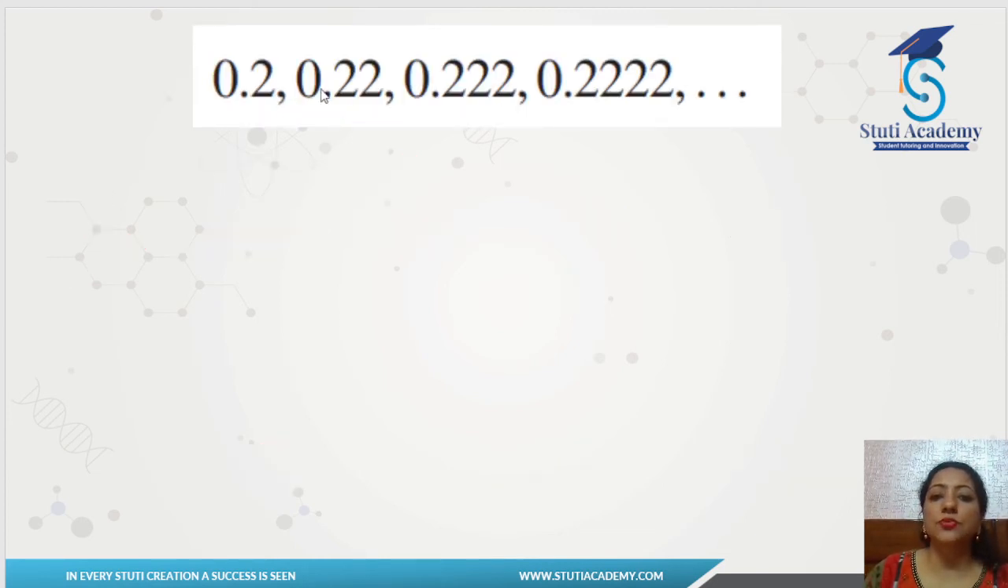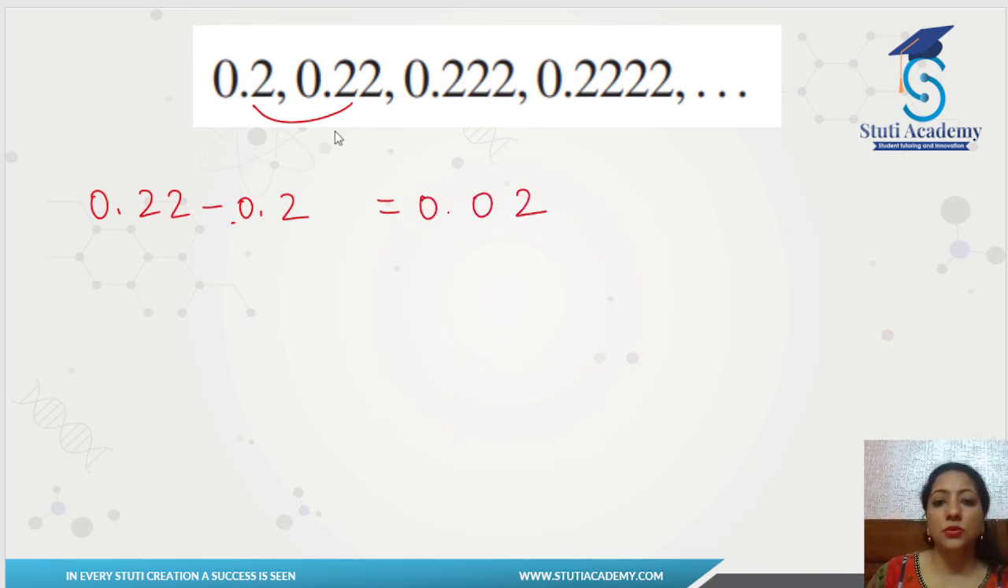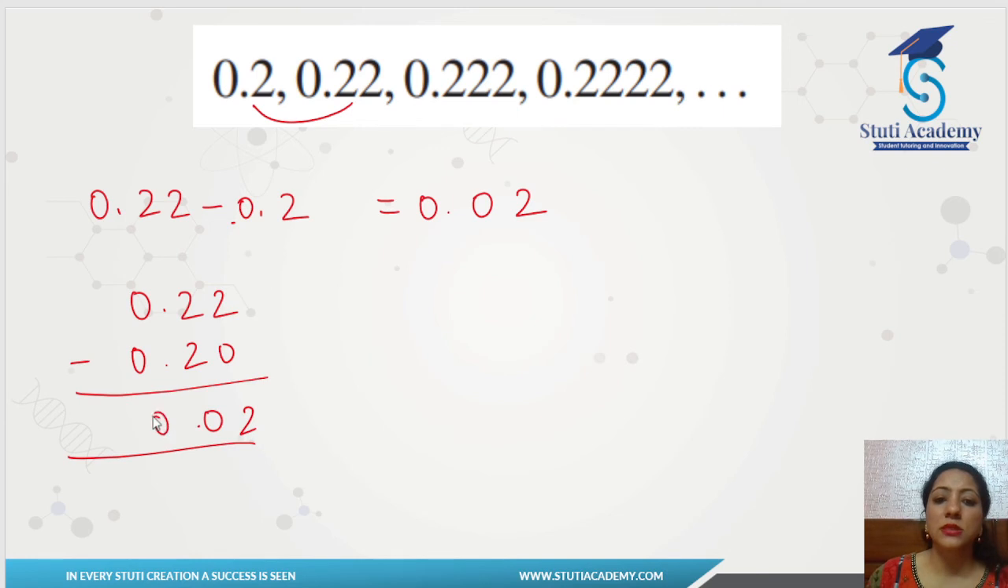Now we have 0.2, 0.22, 0.222 and so on. Please notice it is not an arithmetic progression because every time we are adding different numbers. For example, if you take these two, 0.22 minus 0.2, what is the difference here? The difference is 0.02. Then you take 0.222 and 0.22 and find the difference.